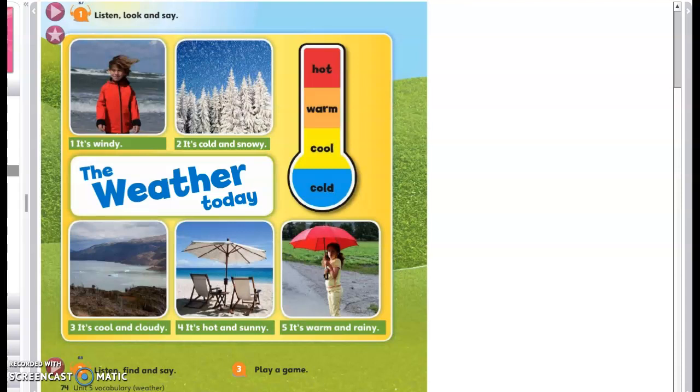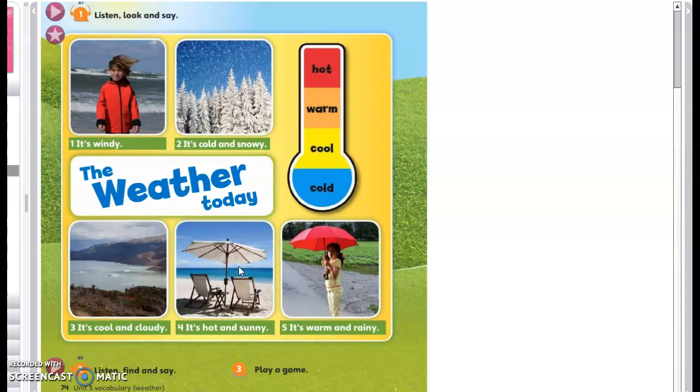Now I am going to start a sentence and give you the picture, and you will have to give me the full sentence. Let's practice it with an example. For example, I will say, it's, I will stop here in picture 4, and you will have to form the full sentence. So here you will say, it's hot and sunny in picture 4. Are you ready?